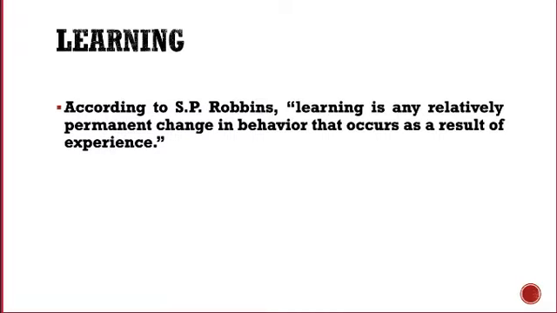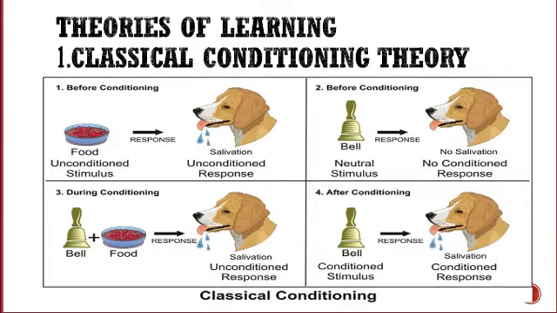So how an individual learns, there are various theories on it. Initially, many theories were developed. Some of the theories we will discuss and understand how they are being used in organizations and management. The first theory of learning is the classical conditioning theory. This was given by Ivan Pavlov, a Russian psychologist. He did an experiment with his dog.